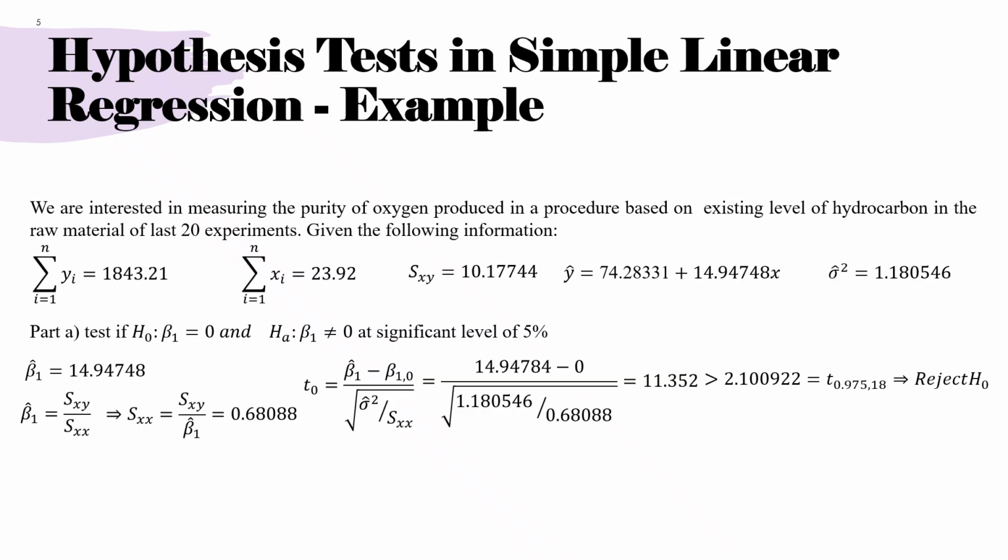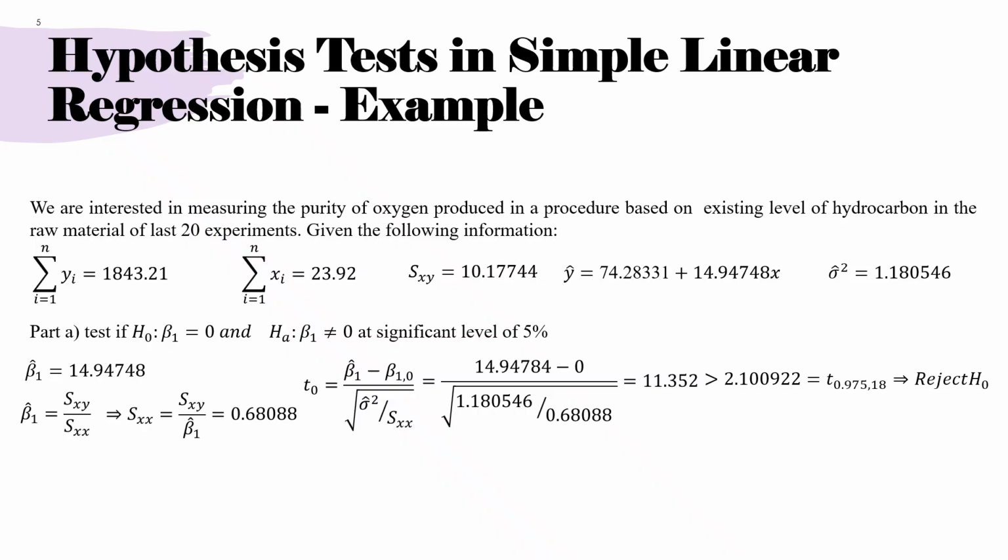Returning to our example, we now perform hypothesis tests on the intercept and slope to determine whether these parameters are statistically significant. From our earlier calculations, we already have the estimated values of beta-0 and beta-1. In addition, we have the sum of squared deviations of x from its mean, also known as SXX, and the estimated sigma squared, which together allow us to compute the standard errors of the least squares estimators.